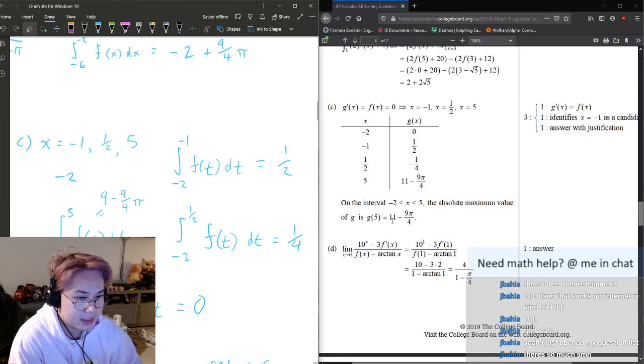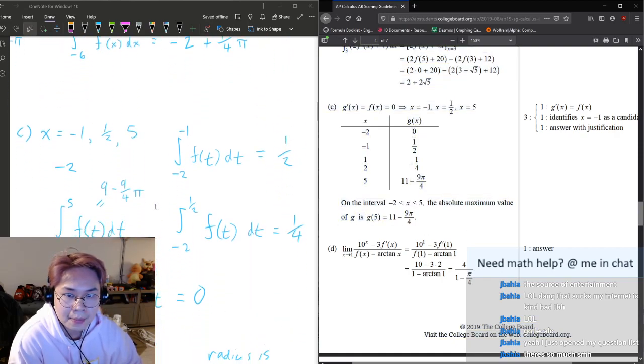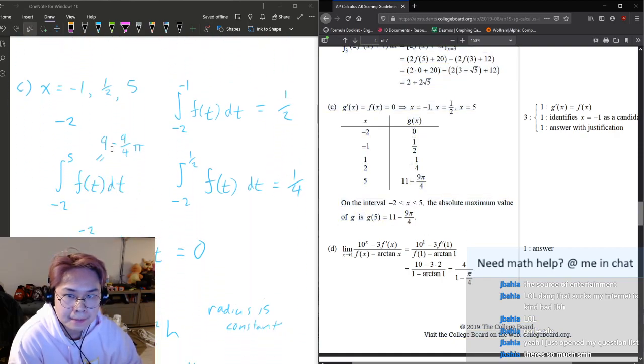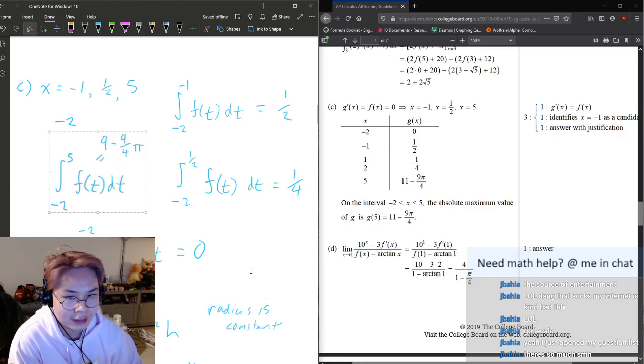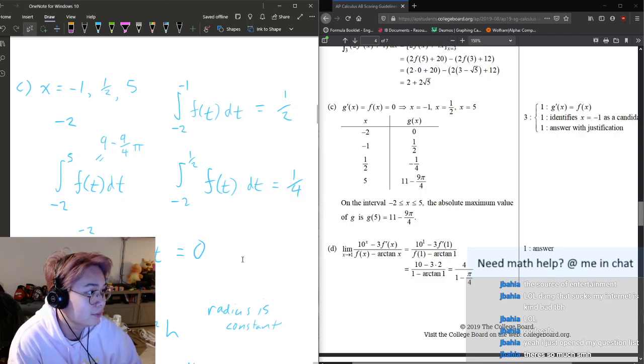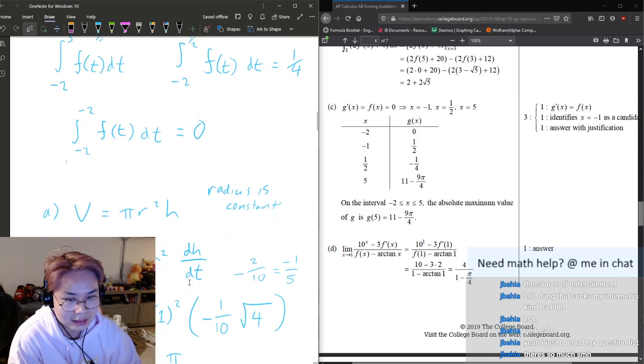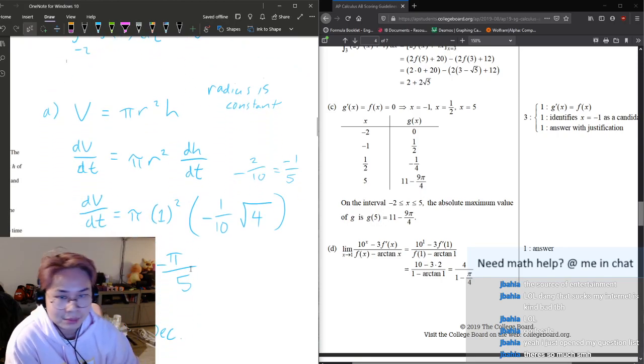What do they have? Their maximum is at G5. And I think I also said the same thing. Of course, my value of G at 5 is a little different, but it's still larger than 1/2, 1/4, and 0. Which is exactly what they did here on this table. So that's fine. I don't know how they get marked, because that might not be exactly correct, but oh well.